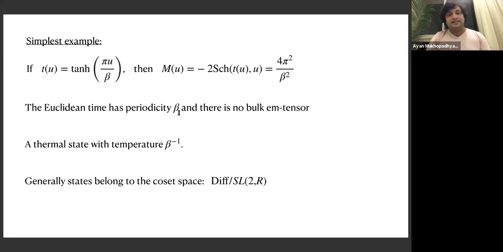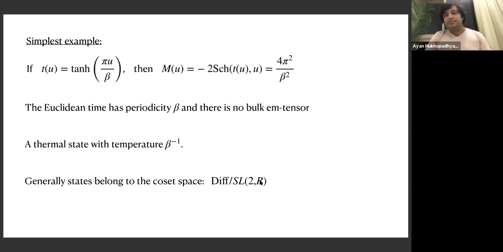Now the physical importance of beta is that if I do a Euclidean rotation, then this becomes tan, and tan has the periodicity beta. So the Euclidean time has a periodicity beta. So this black hole with this particular constant mass is basically a thermal state with temperature beta inverse. But generically, t of u can be arbitrary. It will not take a form like this. And essentially, it belongs to this coset space Diff by SL2R.